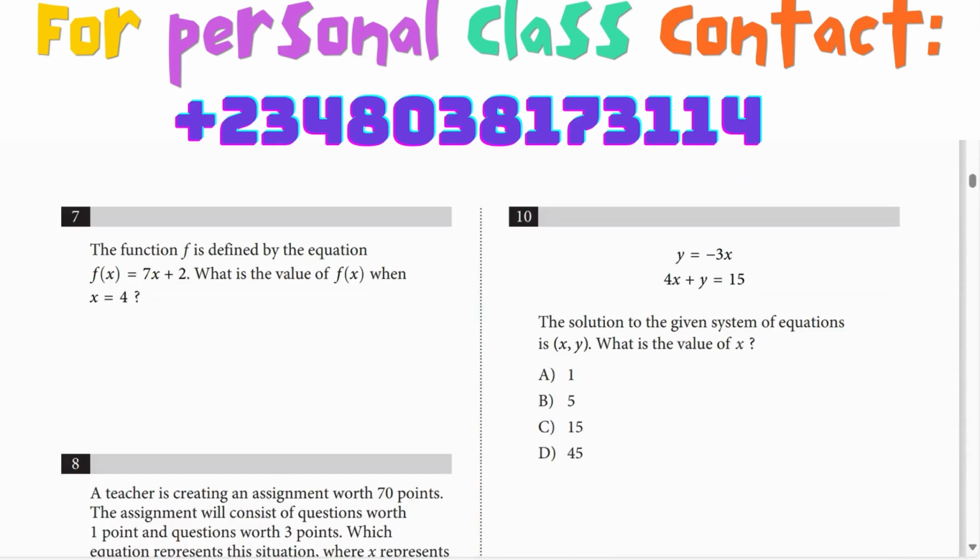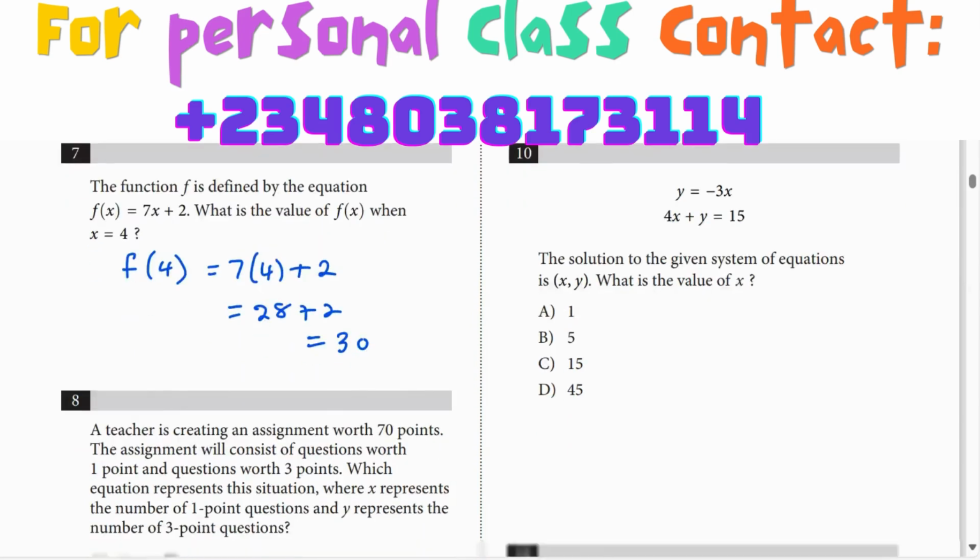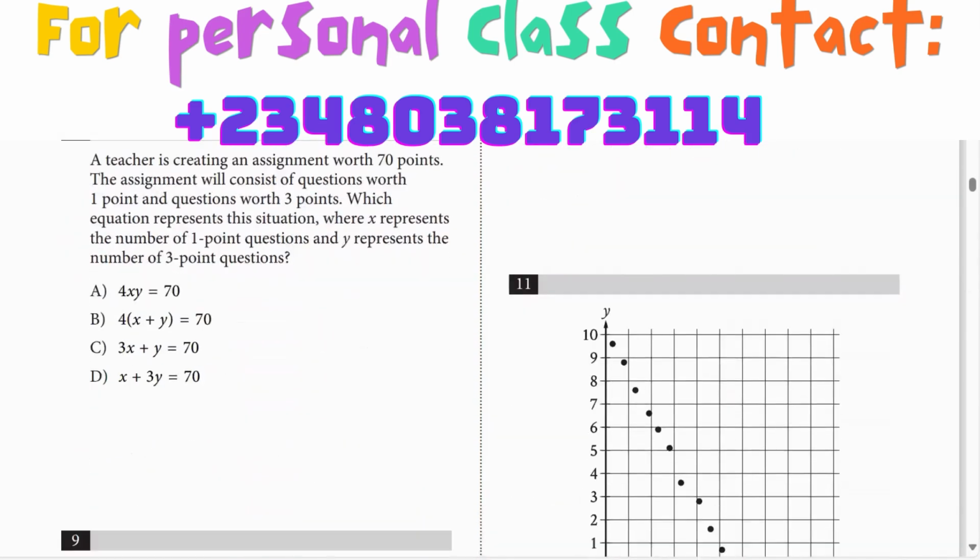Question number 7 says the function f is defined by the equation f of s equals 7s plus 2. What is the value of f of s when s is 4? So we look for f of 4. That will give us 7 times 4 plus 2. So this will give us 28 plus 2, and that gives us 30. So we proceed. Question number 8.